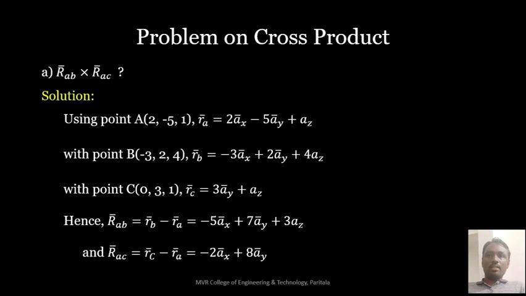So similarly RAC bar. So 0 minus 2 will give us minus 2AX bar. So 3 minus of minus 5 will give us 8AY bar. So 1 minus 1 will give us 0, so no need to write AZ bar. Why? Because 0 into anything is 0. So RAC bar is equal to minus 2AX bar plus 8AY bar.